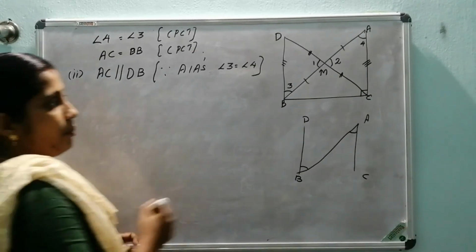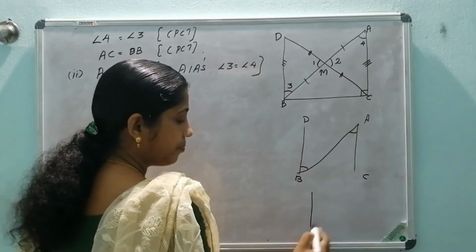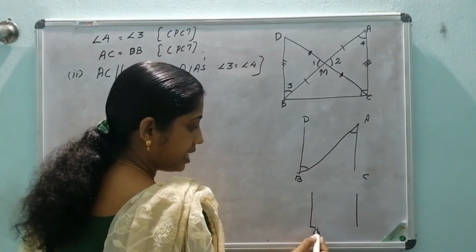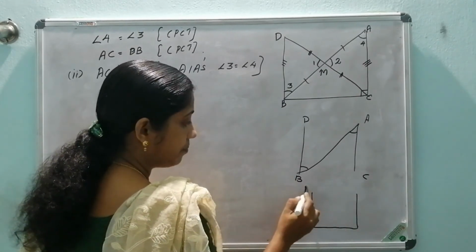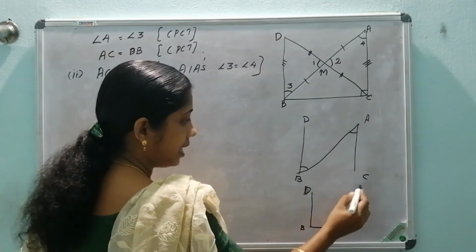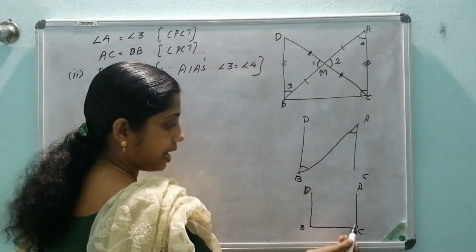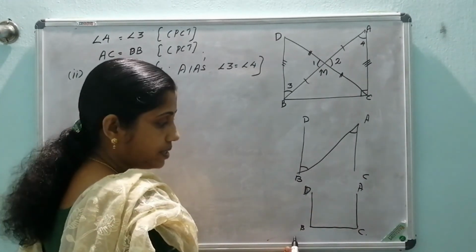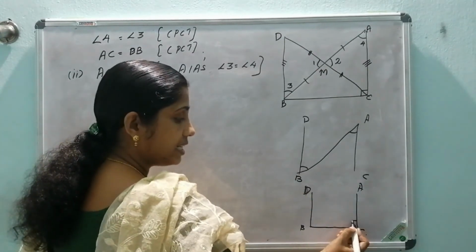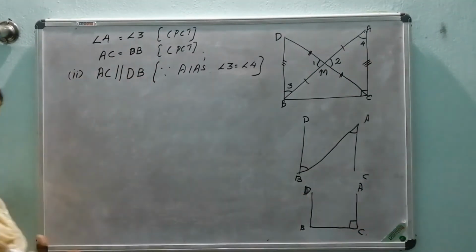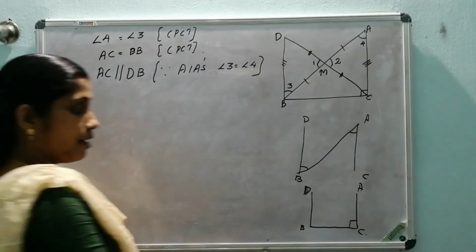In the same way, we can consider these two parallel lines, and also consider this as a transversal, isn't it? This is D, B, A, C. Look here. BD and AC are parallel, and BC is also a transversal. And we know that this angle is 90 degrees. That is given, angle C is equal to 90 degrees. Then what can we say about angle B?